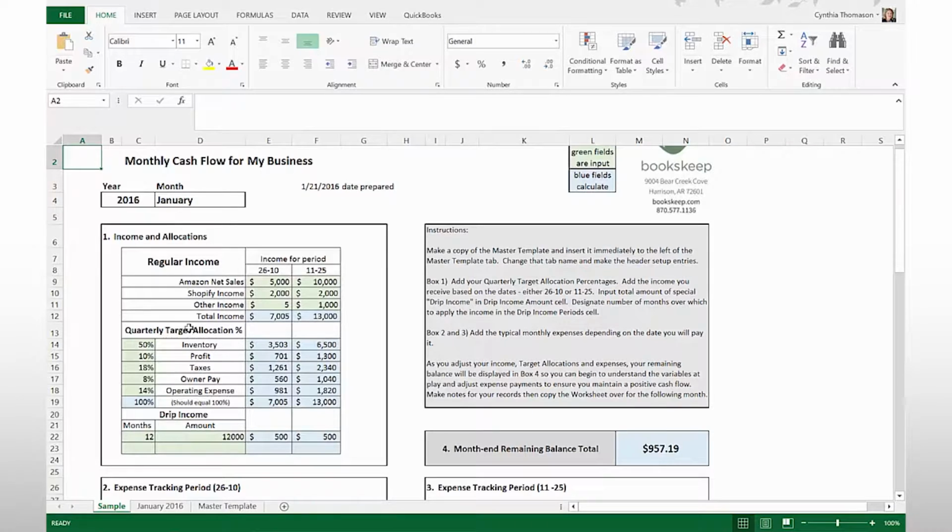And then from there, we will populate the target allocation numbers. They're the boxes over here in green. Those percentages will then show you how much money you need to move to your various accounts.